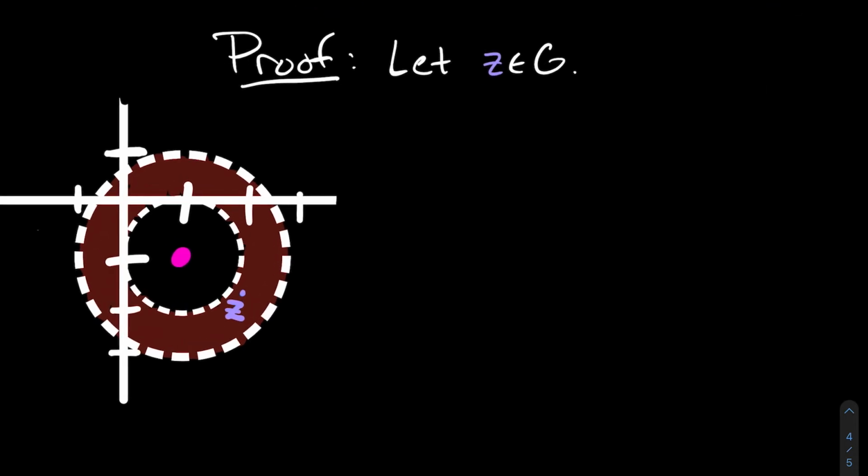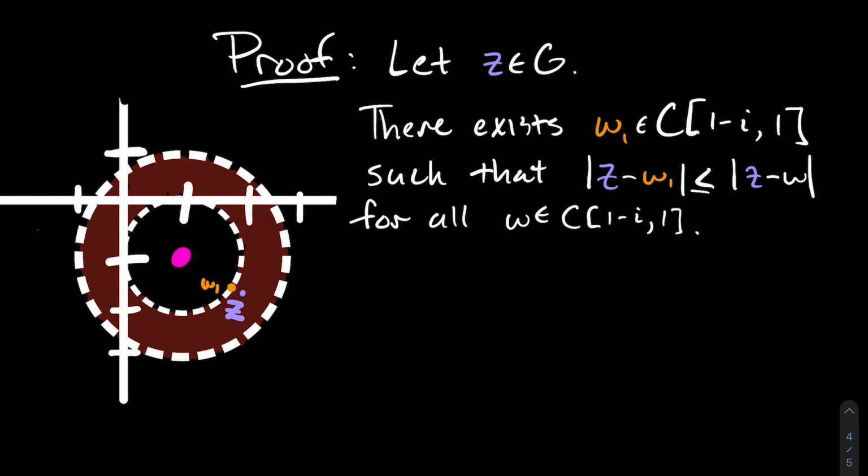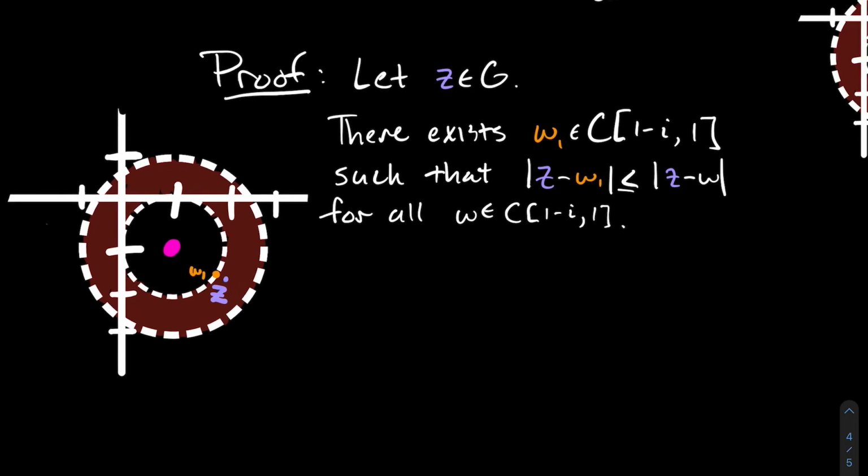And so here's what we're going to do. We're going to look at W1, which is maybe the closest point to Z that's on the inner circle of radius 1. So it's on the inner circle centered at 1 minus i of radius 1, such that, again, it's closest to Z. Another way to say that is that the distance from Z to W1 is less than or equal to the distance from Z to W for all other W that are on the circle of radius 1. So it's closest to Z of all those other points on that inner circle.